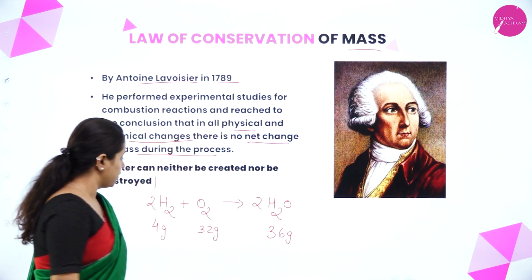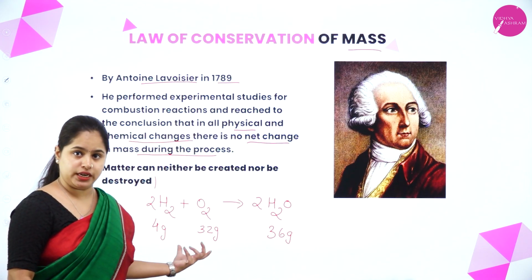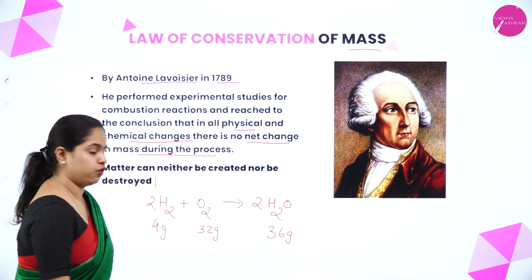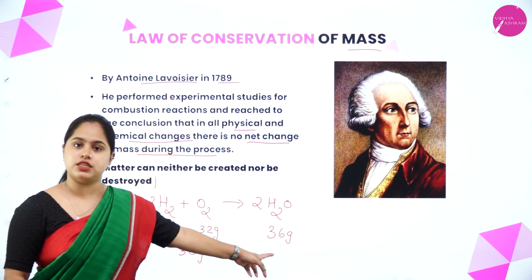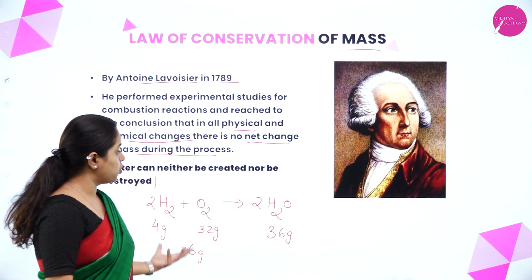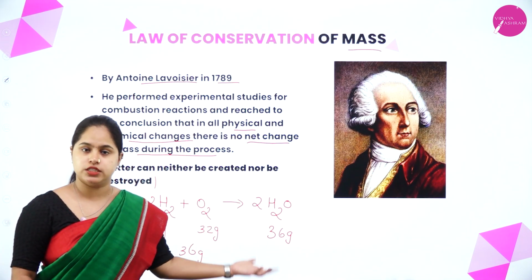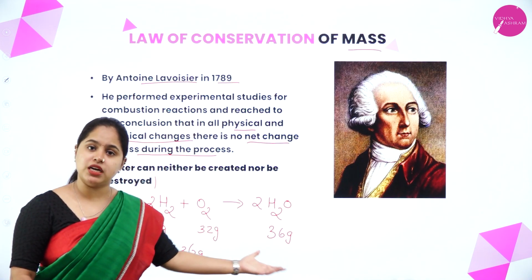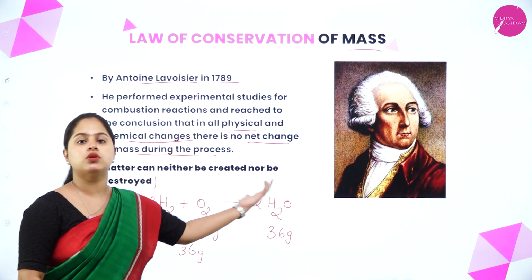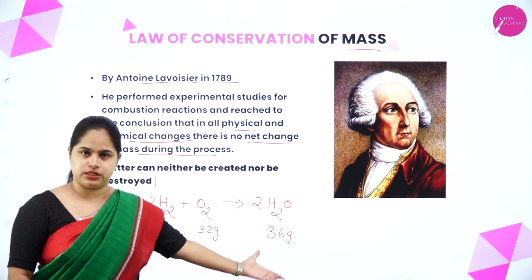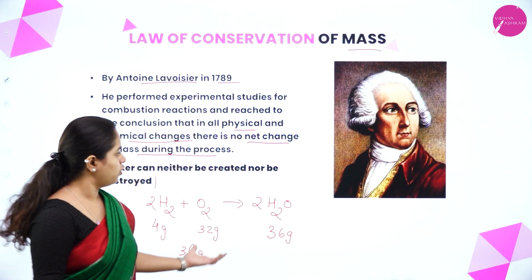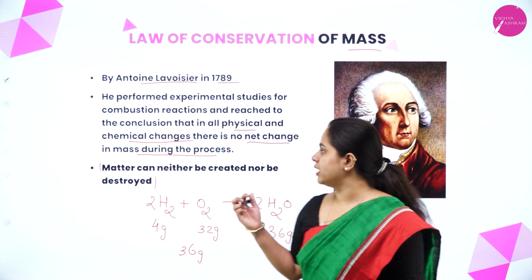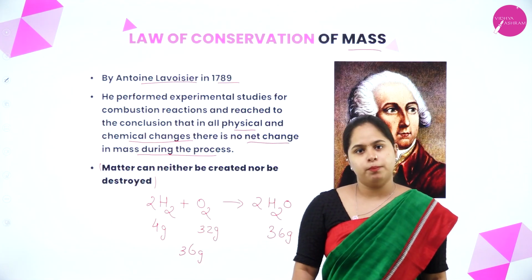36 grams, right? So if you add the mass of the reactants, 32 plus 4, that is 36 grams, which is equal to the mass of your product, right? So there is no mass created nor destroyed in this case. The mass before the reaction is equal to the mass after the reaction. That is, the mass of the reactants is equal to the mass of the products. So from here you can say that mass can neither be created nor be destroyed.